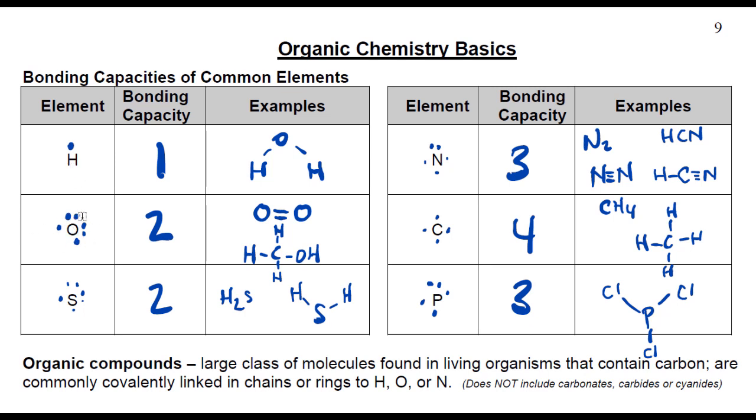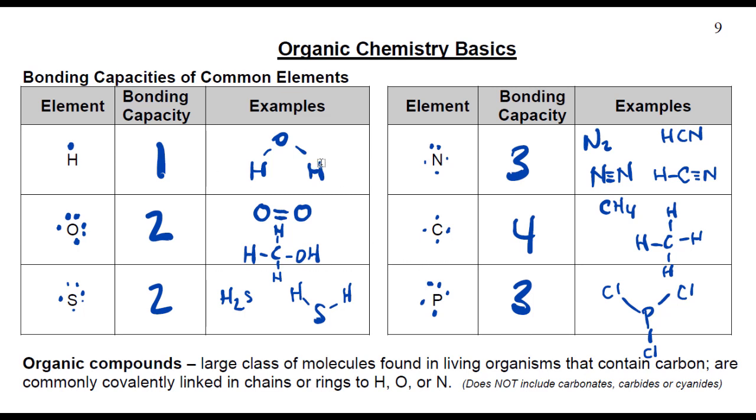Oxygen has 6 electrons in its outside shell, 8 total, but 6 just in the outside. We're just talking valences here. So it has space for 2. I can put 1 here, and I can put 1 there. So we say it has a bonding capacity of 2. Sulfur, 1, 2, 3, 4, 5, 6, same as oxygen. It's right underneath oxygen in the table. So it has space for 2 as well. Nitrogen has 5, so it has space for 3 more. Carbon has space for 4 more. And then phosphorus also has 5, so it has space for 3 more. You need to memorize these bonding capacities because they're going to help you when you do your drawings.